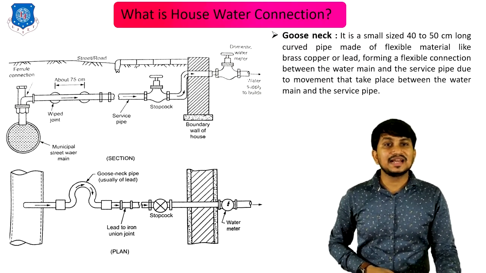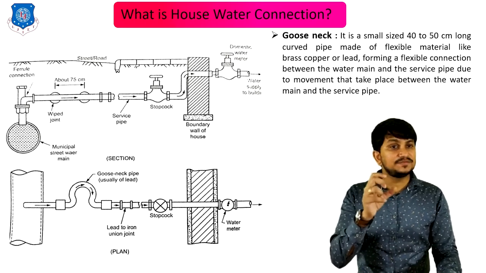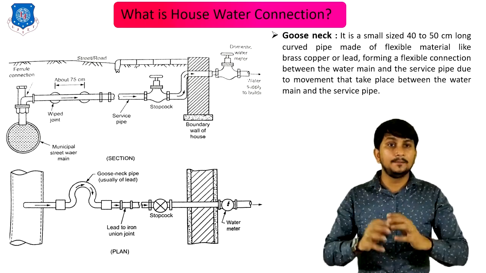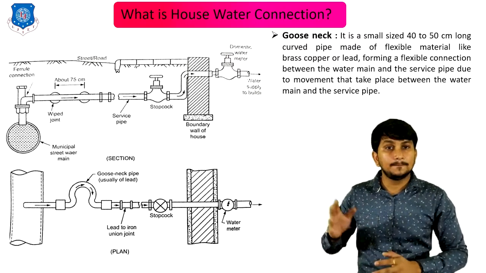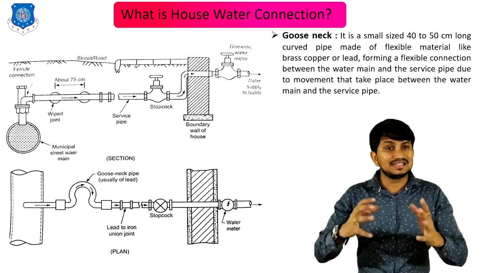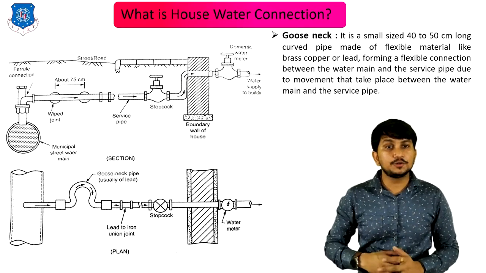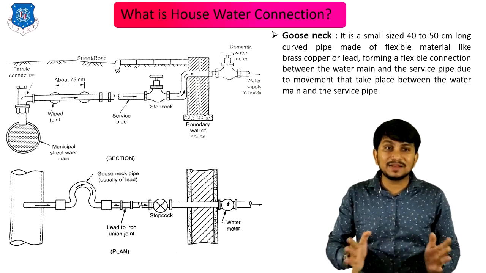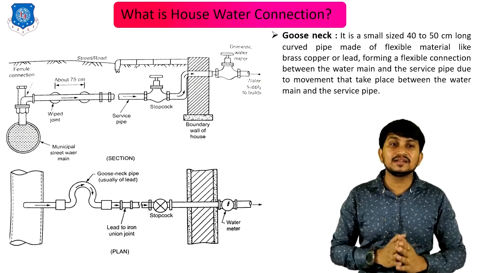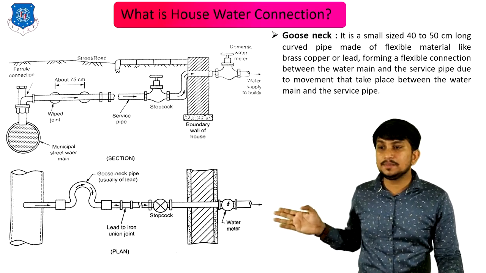Second is the gooseneck. It is a small, 40 to 50 centimeter long curved pipe made of flexible material like brass, copper or lead, forming a flexible connection between the water main and the service pipe, to allow for movement that takes place between the water main and the service pipe. You can clearly see the gooseneck pipe in the plan.